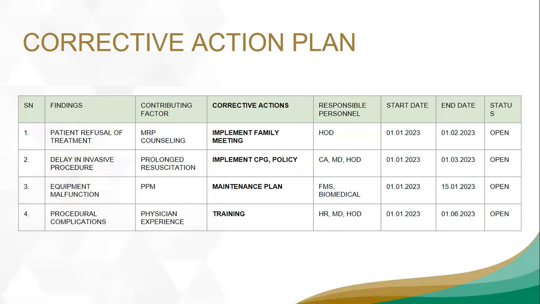Who will be responsible for it? This is not the responsibility of the head of the department. It will be the responsibility of the human resource department, the medical directors, the hospital directors, because they have the authority to send people for training. And we will give it a larger time. We'll give them a 6-month period so that their training is complete. Meanwhile, they can keep on learning. This is how corrective action plans are done. The systems are corrected rather than trying to blame the people or trying to change the people.